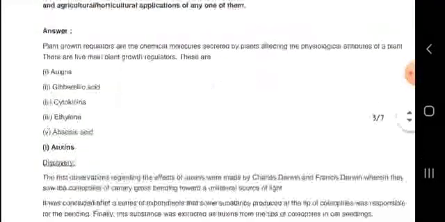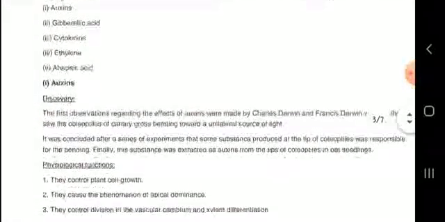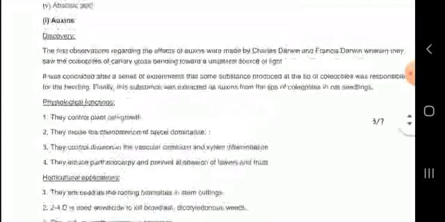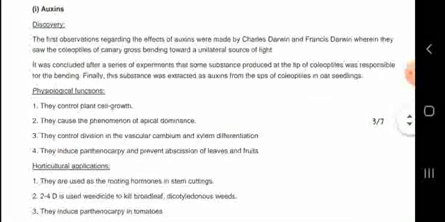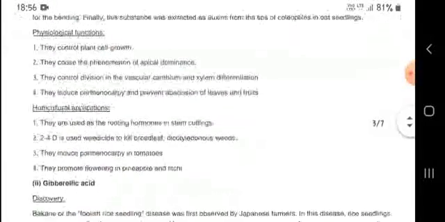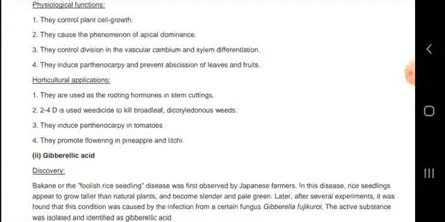So they are the auxin. So auxin, the first observation regarding the effect of auxins was made by Charles Darwin and Francis Darwin, wherein they saw the coleoptiles of canary grass bending towards the unilateral source of light. And physiological functions of auxin are they control plant cell growth, and they cause the phenomenon of apical dominance. And next, horticultural applications, so they are used as rooting hormones in stem cuttings. And 2,4-D is used as a herbicide to kill broadleaf dicotyledon weeds.